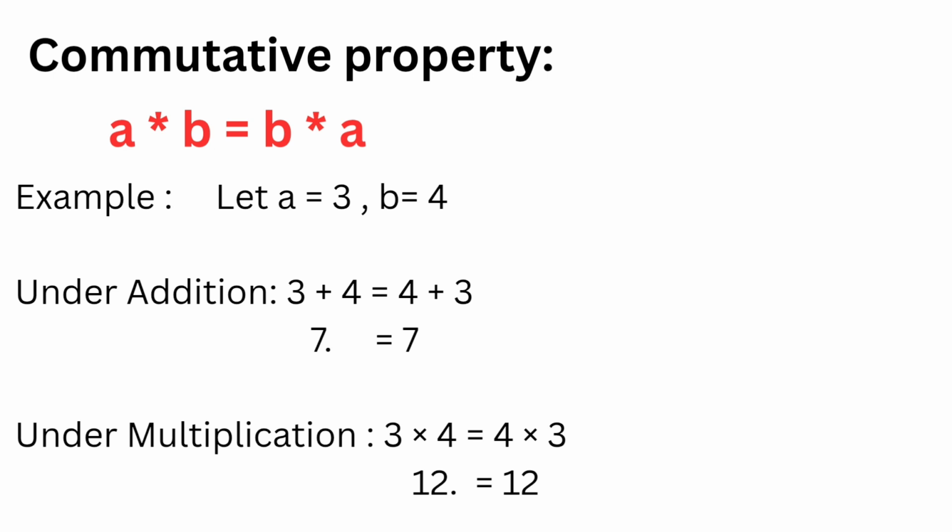Now, commutative property. Here the formula is A cross B equals B cross A. For example, here we are taking A equals 3 and B equals 4. Under addition, on the left hand side, when we add 3 plus 4, we get 7. And on the right hand side, even if we add 4 plus 3 and change the positions, we still get the same answer. That is what commutative property is. And also the same in multiplication, where we change the positions of the numbers. Even if we change the position of the numbers, we still get the same answer.